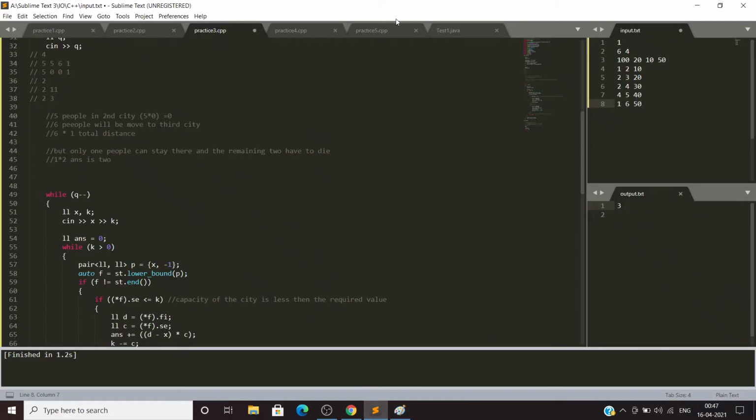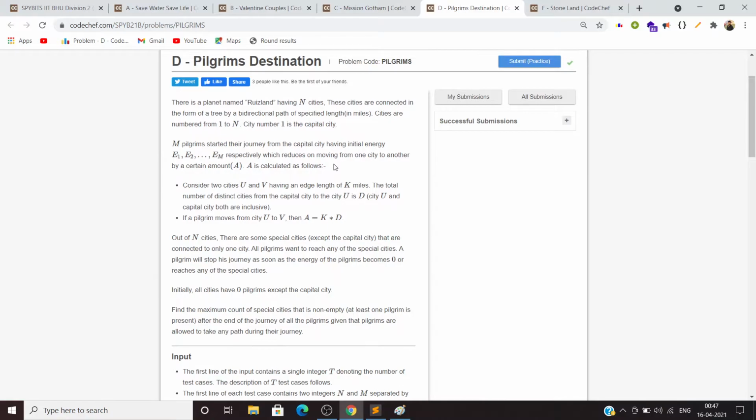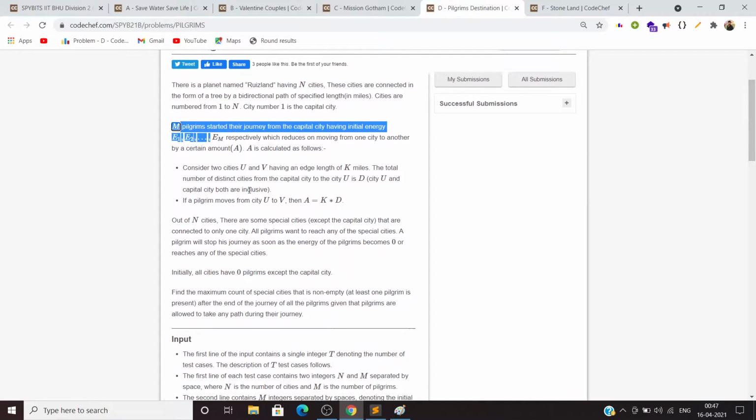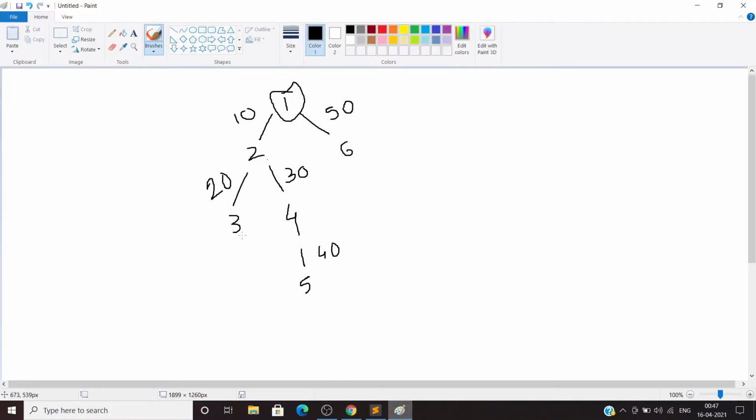So there are some pilgrims. So let me justify the question, make you understand the question. So there are m pilgrims with energy E1 to EM. So they want to move to special cities. So what are the special cities? Special cities are the ones that are only connected to one city. So here obviously it means that the leaves are the special cities, because these are only connected to one node, and it is the root obviously.